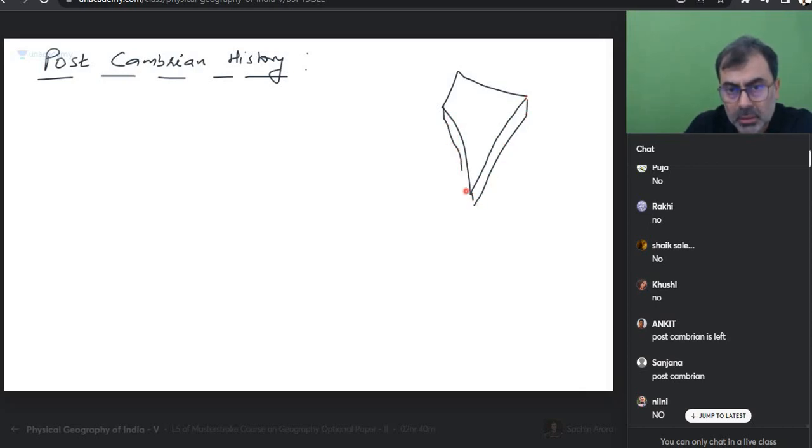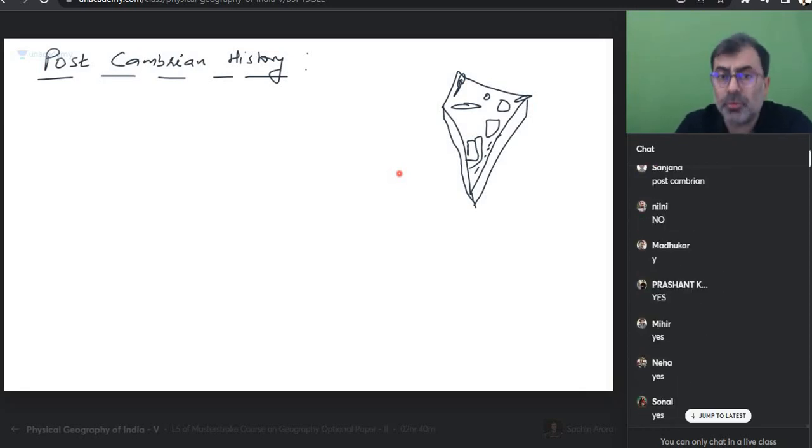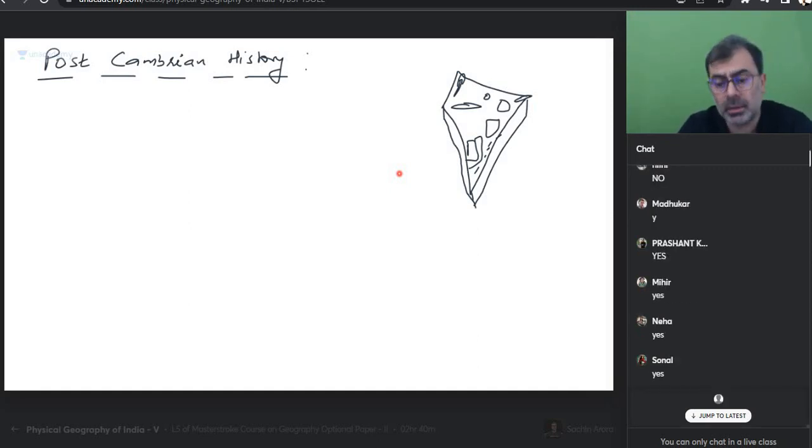Is everyone familiar with this diagram now? Remember this? So in the post-Cambrian times, the peninsular block of India separated or broke apart from Gondwanaland, and underwent the following geological changes.